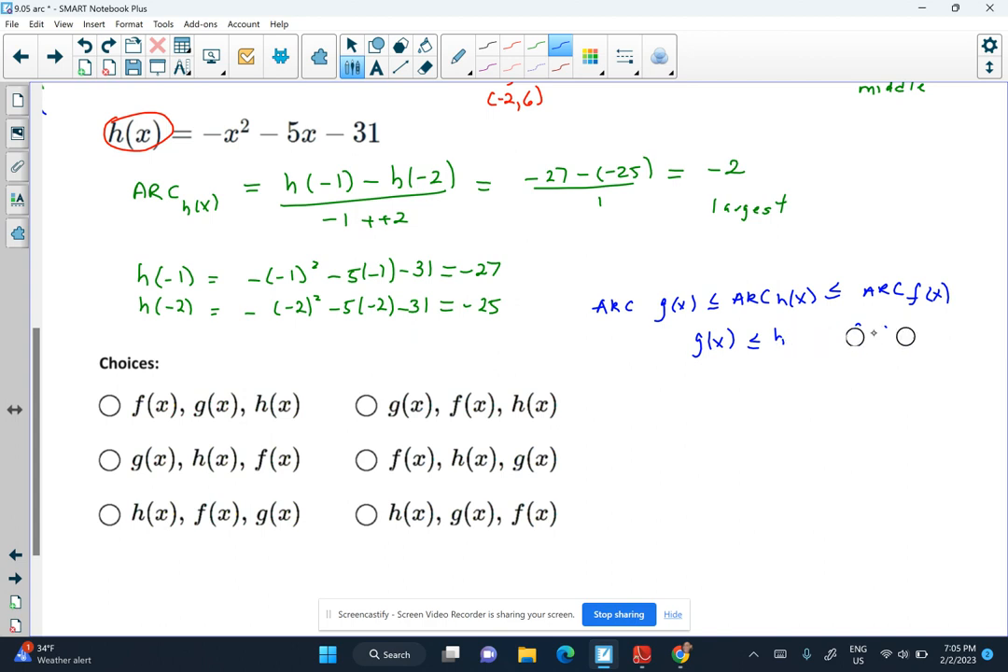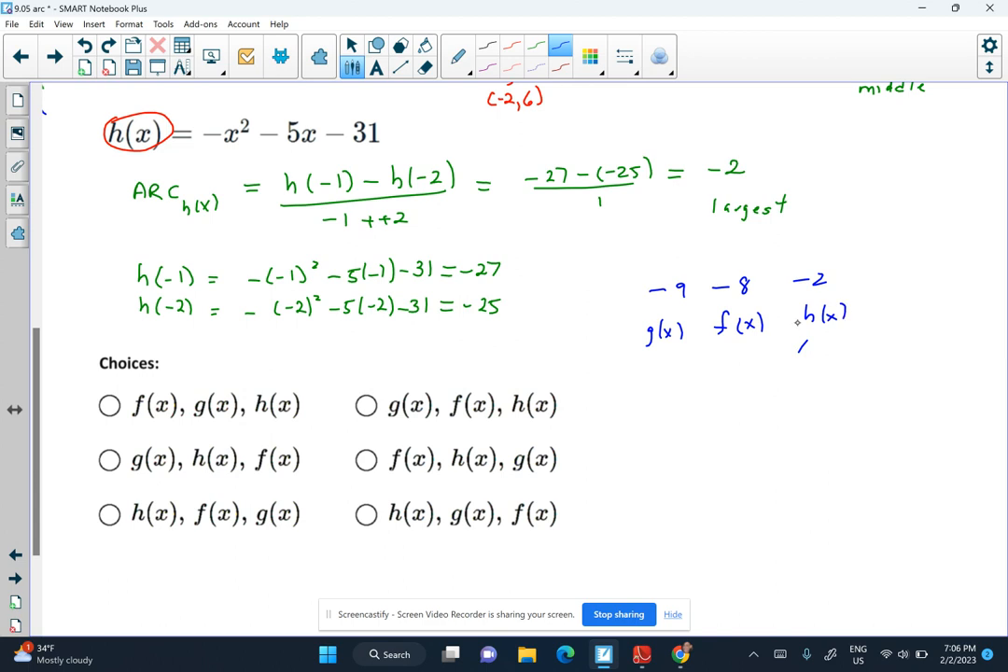I have this backwards. Sorry about that. Negative 2 is largest, and I wrote it down wrong. Hold on. I had the correct information. I just reordered it. So it's negative 9, negative 8, negative 2. So that was g of x, f of x, sorry about this, and h of x. I had the right information, but I sorted it wrong. Okay, so that's this choice.